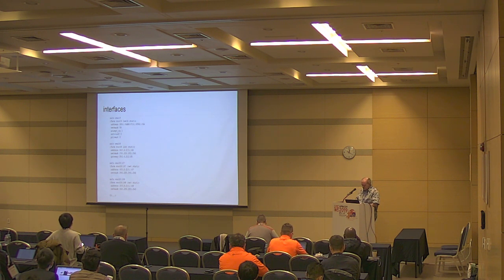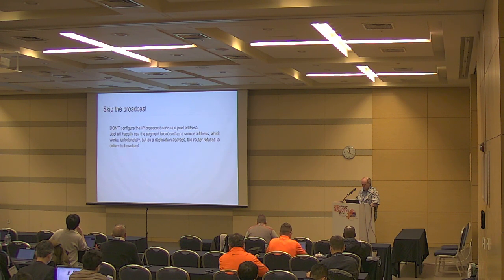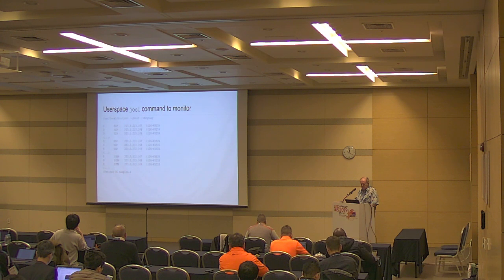And then the interfaces file is a Debian Ubuntu thing. For each address that's in the NAT4 pool, I put a sub interface. When you're typing through and adding numbers, don't include the broadcast address, because Jool will happily use it and the router will not happily respond to it. There's a Jool user space command, different from the module but with the same name, and you can do things like show the IPv4 pool from the command line.